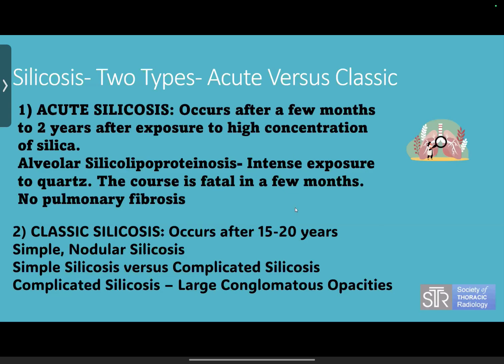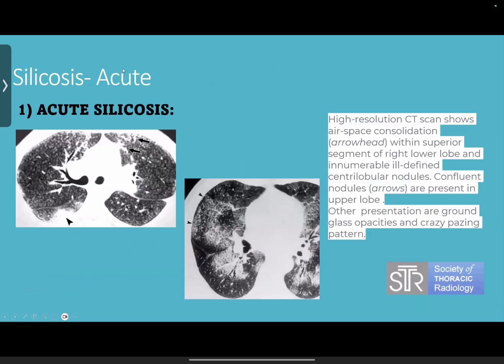And the classical silicosis occurs after 15 to 20 years, and it's simple nodular silicosis versus complicated silicosis, with large conglomerates of opacity. So that's after many years, 15, 20 years after the patient has already realized that he's having difficulty breathing, and maybe a diagnosis has been made, and the patient still continues to work without sufficient occupational preventative respiratory help.